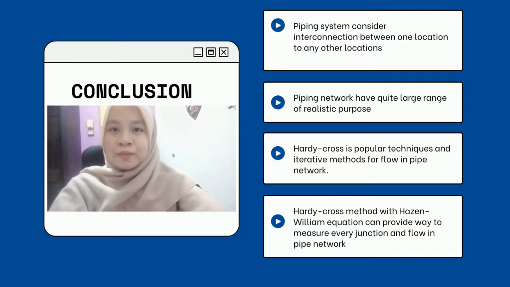Next, the most popular method for solving the problem is the Hardy-Cross method. The Hardy-Cross technique is an iterative method for deciding the flow in a pipe network structure. The Hardy-Cross method with the Hazen-Williams equation can provide a way to measure every junction and flow in the pipe network and consider every loop internally, assuming that the conditions remain unchanged. That's all from me. Thank you.